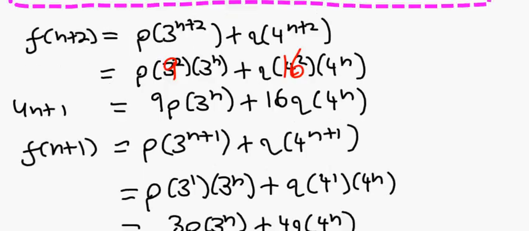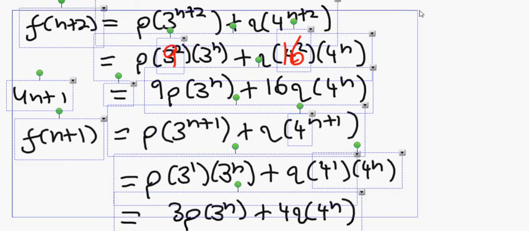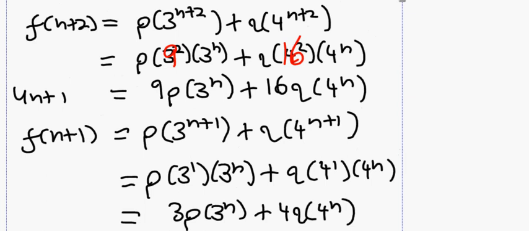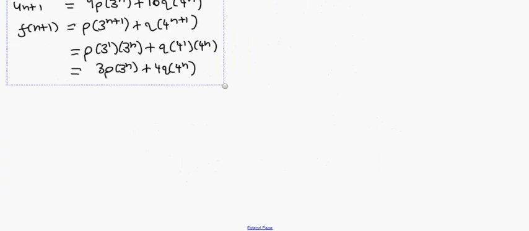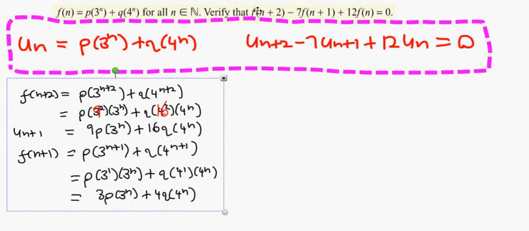Now, what you want to have here, verify that f of n plus 2 minus 7f of n plus 1 plus 12f of n equals 0. Okay, so I need to get f of n plus 2.